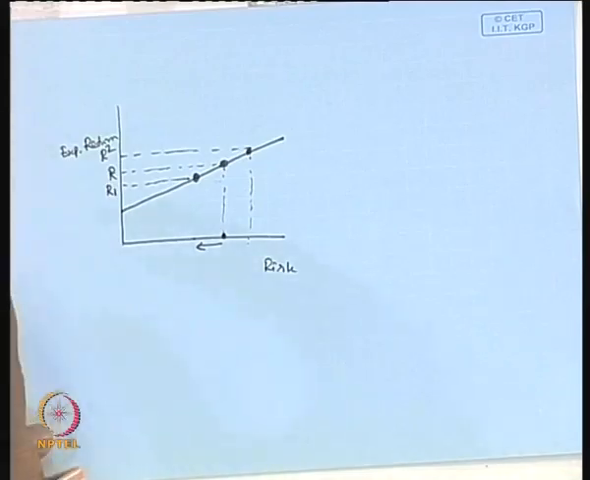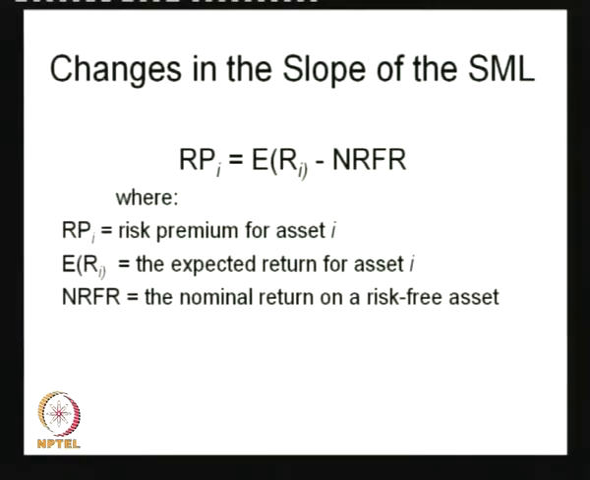Next, we estimate the risk premium, which is nothing but the expected rate of return minus the nominal risk free rate of return. So, this is the difference, the risk premium, and there can also be a change in the slope.